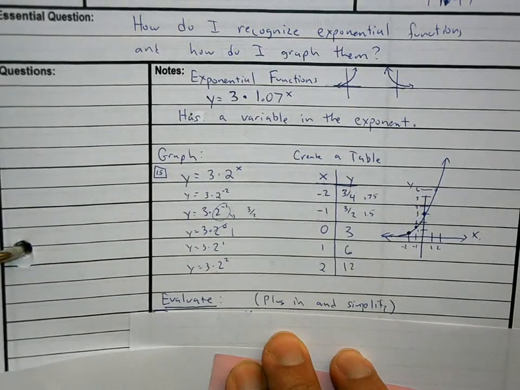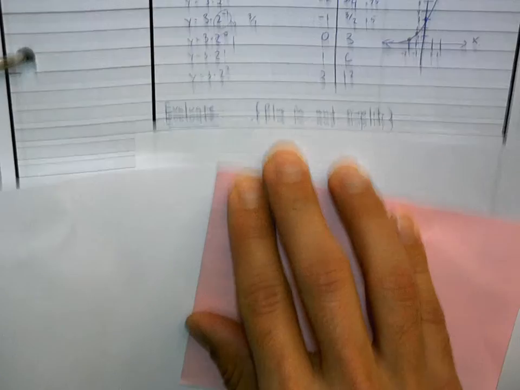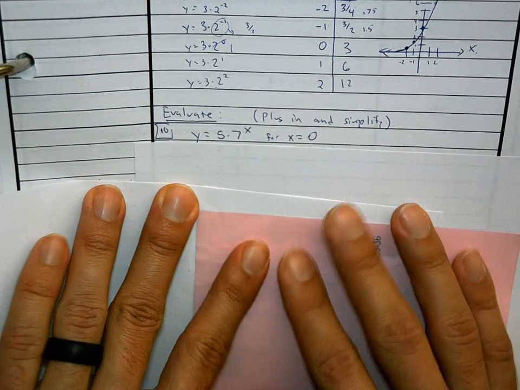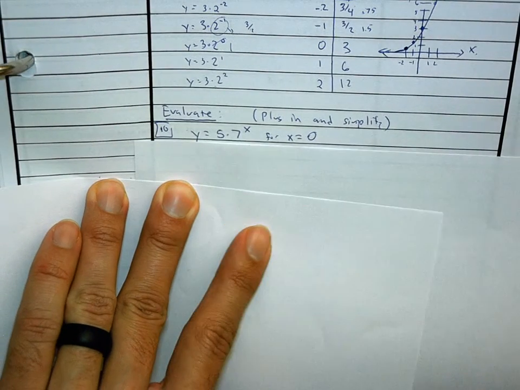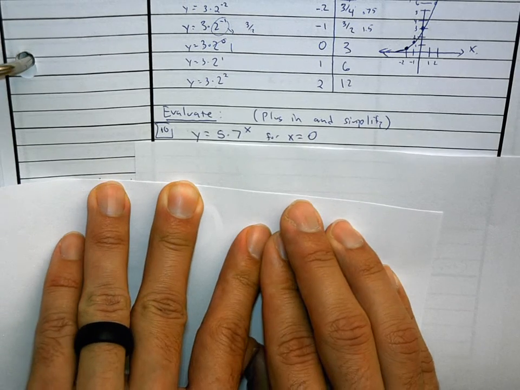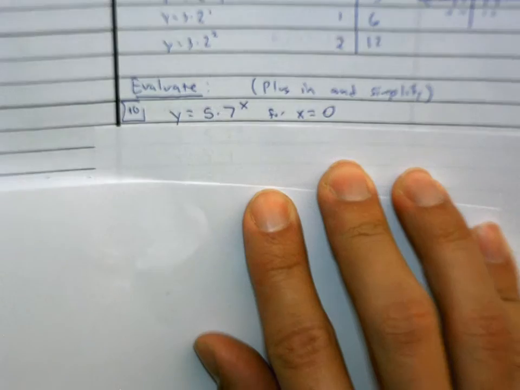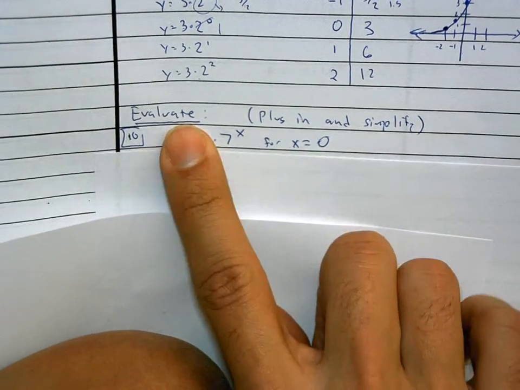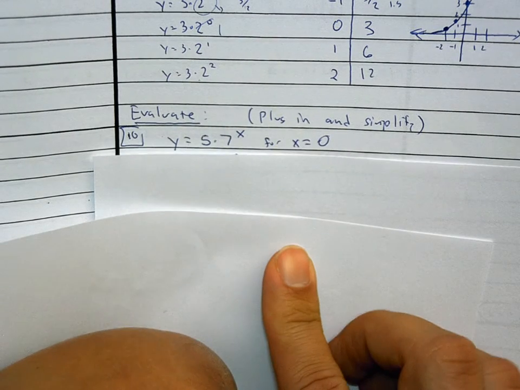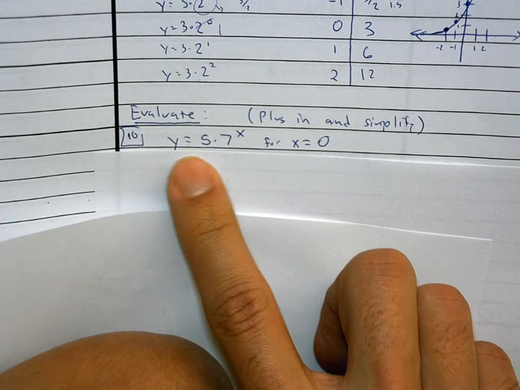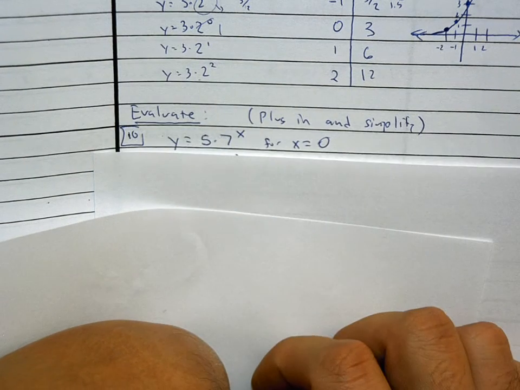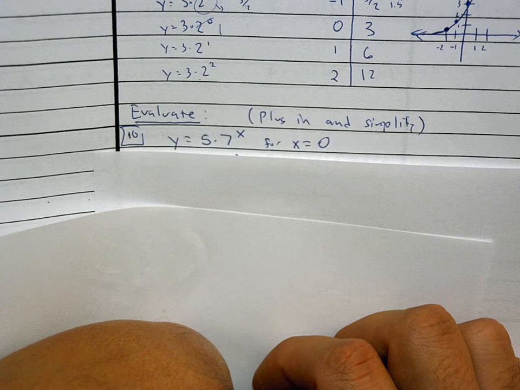Then there are other problems. Problems that say evaluate. These ones are easy. I don't think that I really need to even show you how to do it, but I'm going to have you write it down anyways because it's like number 10. If you don't know what the word evaluate means, it means plug it in and simplify. Y equals 5 times 7 to the x power for x equals 0. It's exactly like number 10.